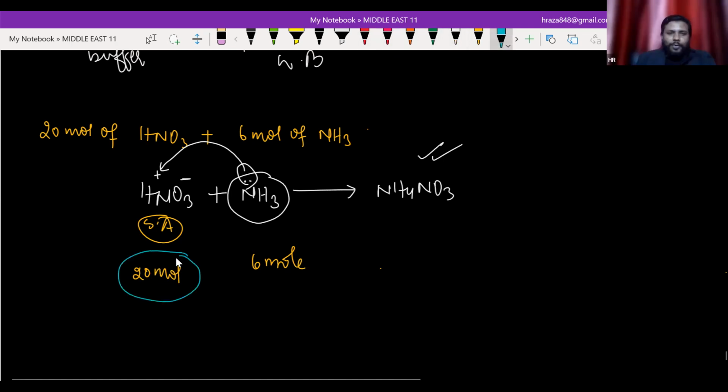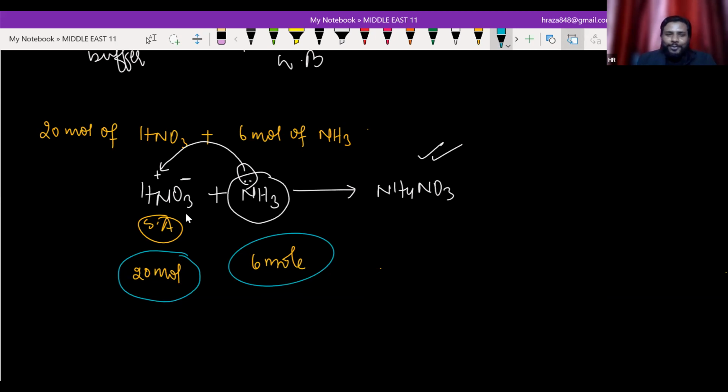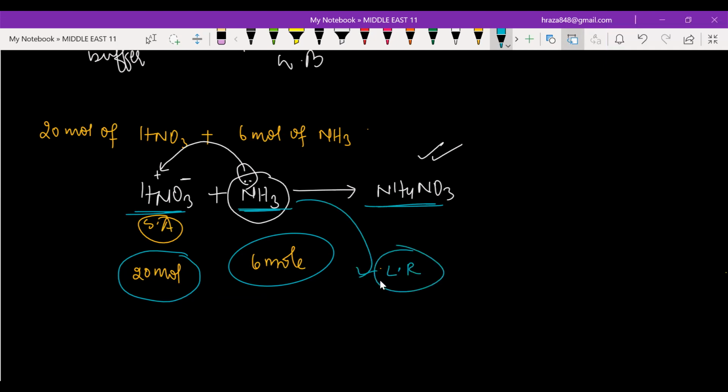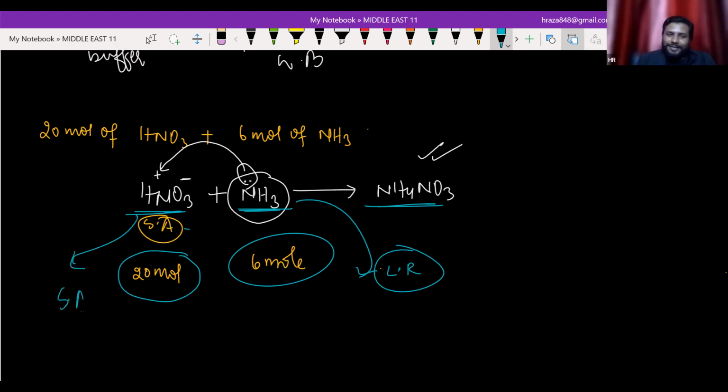This is 20 mole of HNO3. This is 6 mole of this. What you see is 1 mole of this combined with 1 mole of this to give 1 mole of this, right? What is the limiting reagent in this? This is the LR, right? So what is left in the solution is a strong acid. So no buffer solution.